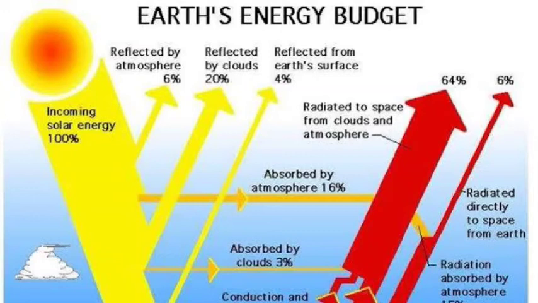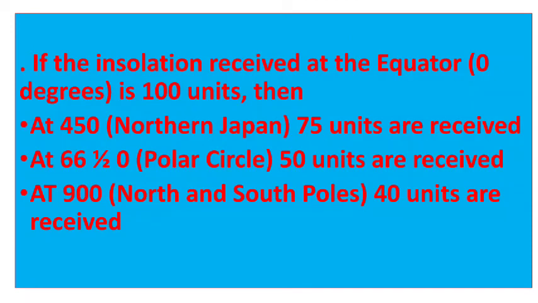Right, observe this table. If the insolation received at the equator, meaning 0 degree latitude, is 100 units, then see the differences. At 90 degrees, meaning the North Pole and South Pole, only 40 units are received. And next, at 66.5 degrees, the polar circles, meaning the Arctic circle and Antarctic circle, those places receive only 50 units of insolation. And next, at 45 degrees, northern Japan, 75 units of insolation are received. Understood all?